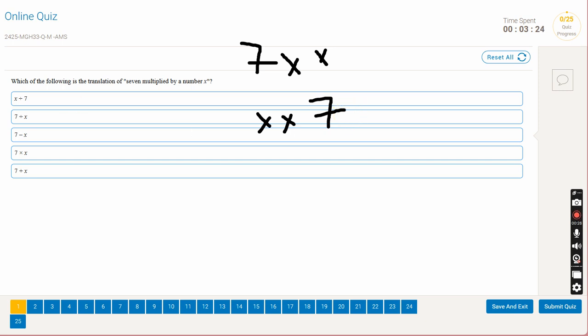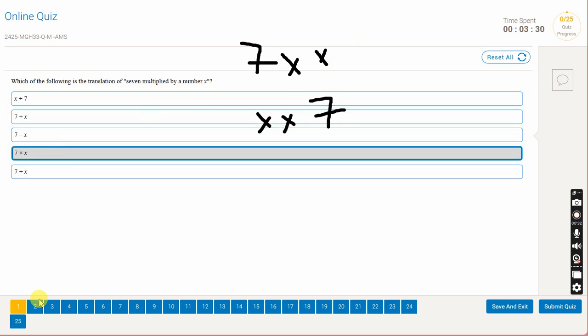Okay, so never get confused with multiplication. If you write it the first way, it's correct. If you write it the second way, it's correct. Let's go to the next question.